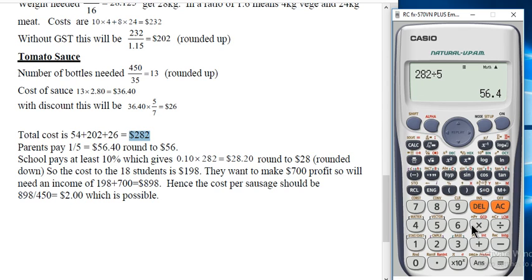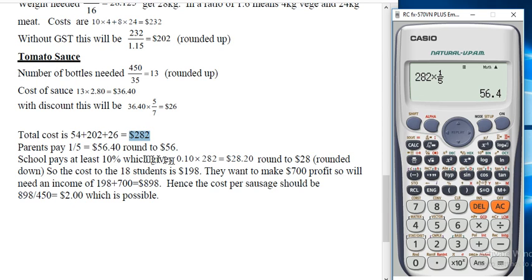Alright, so that's 1/5. Well, they've done a little bit of rounding there, haven't they? Which I still wouldn't recommend. Probably better to write down $56.40. Alright, another way of doing this, you could go 282 times 1/5, and you get the same thing. Right, so let's have a look at the other one.